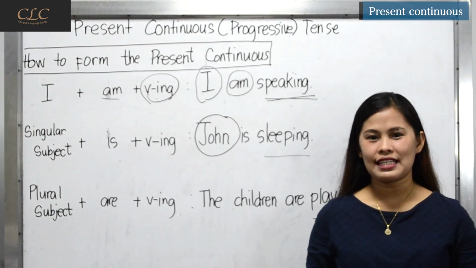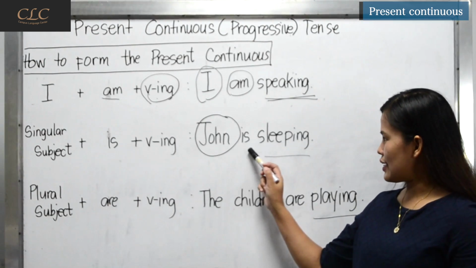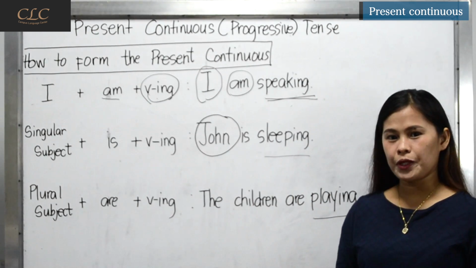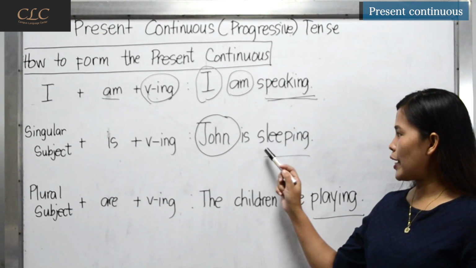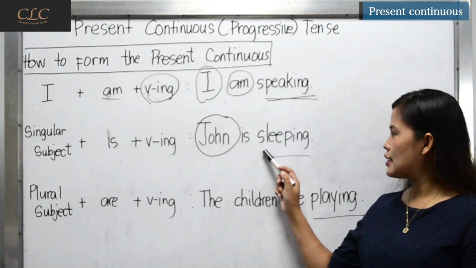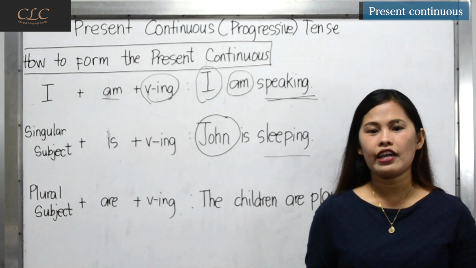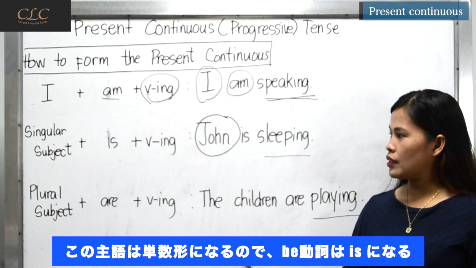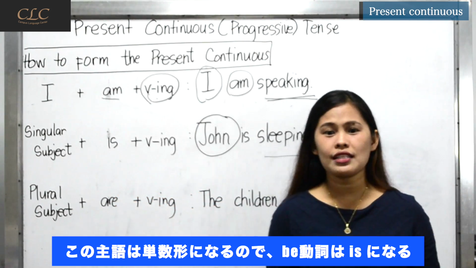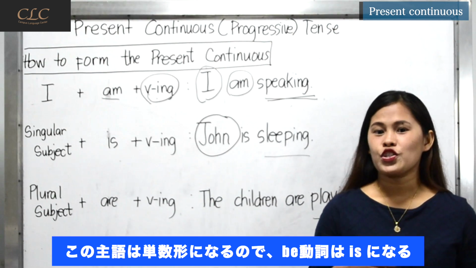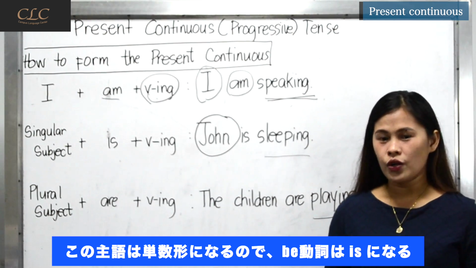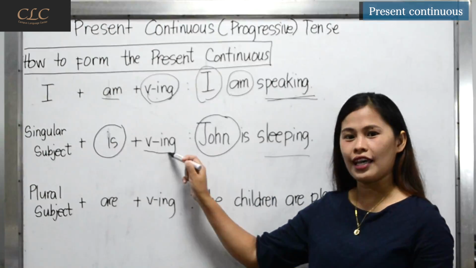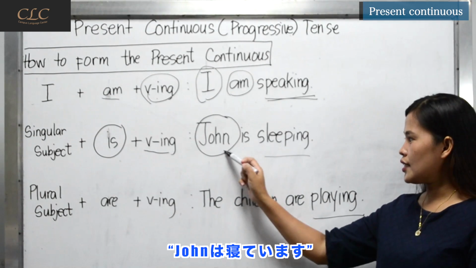Now, let's have the second example. John is sleeping. So our subject here is John, and our verb to be is, and the main verb, which is in the ing form, sleeping. So John is a name of a person, and John is only one. This subject is called singular subject. So when you say singular, it means one. So again, when the subject is singular, we use the verb to be is plus your main verb in the ing form. John is sleeping.